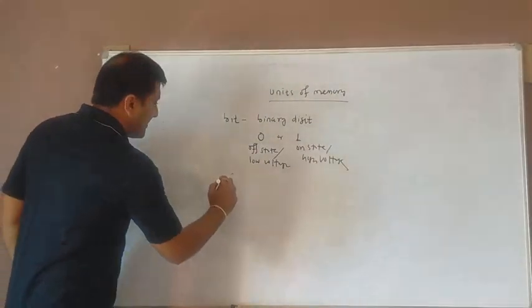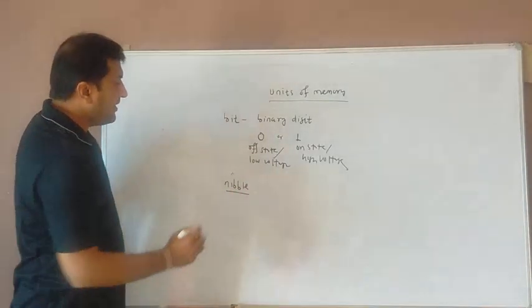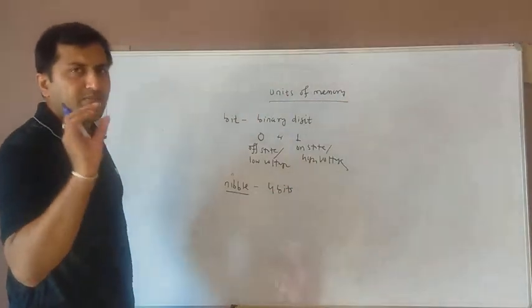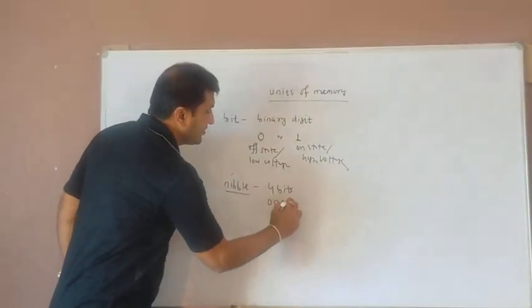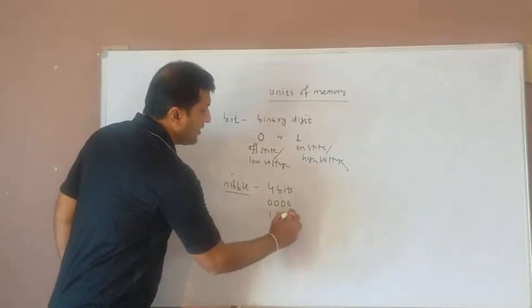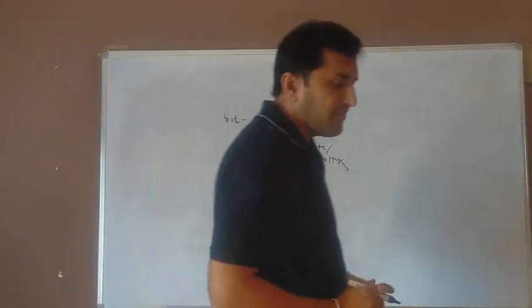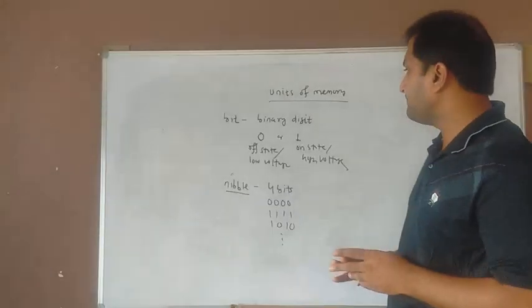The next unit is nibble. N-I-B-B-L-E. Nibble means it consists of 4 bits. So any combination of 4 bits is called 1 nibble. 0 0 0 0, 1 1 1 1, 1 0 1 1, like this. This is called a nibble. 1 nibble means 4 bits of memory.